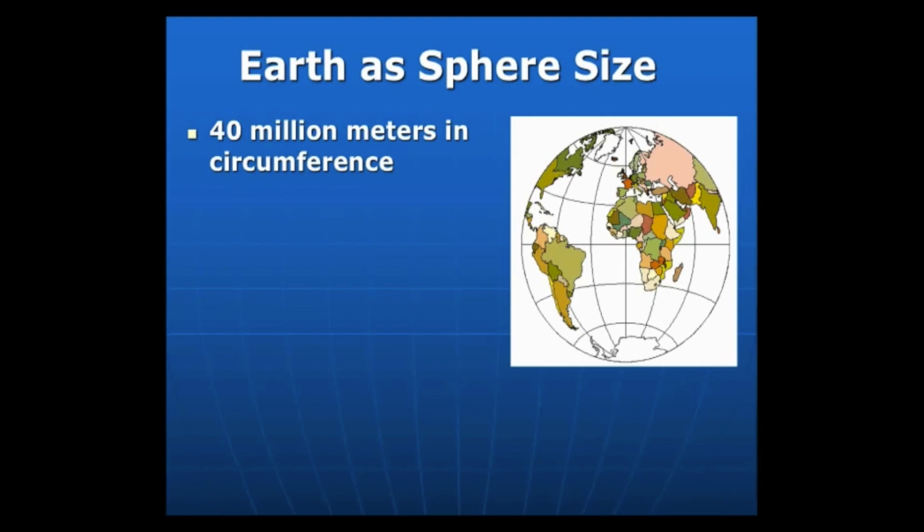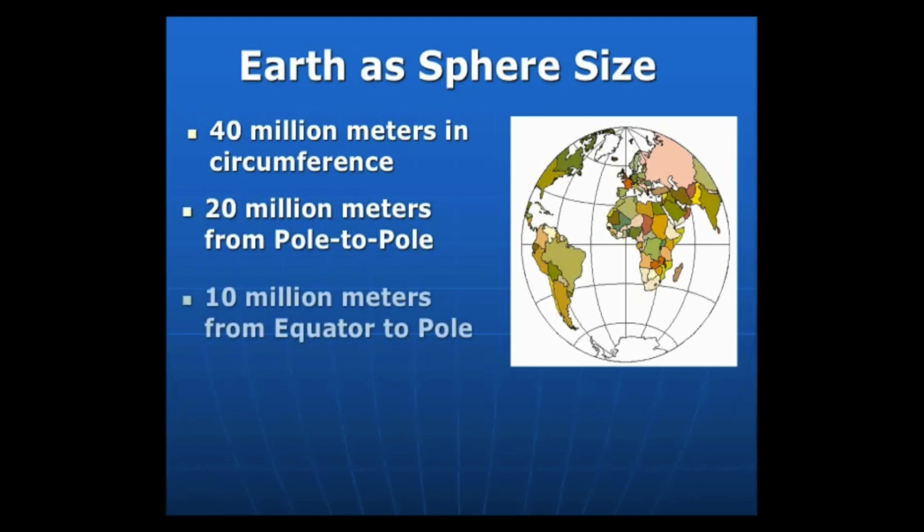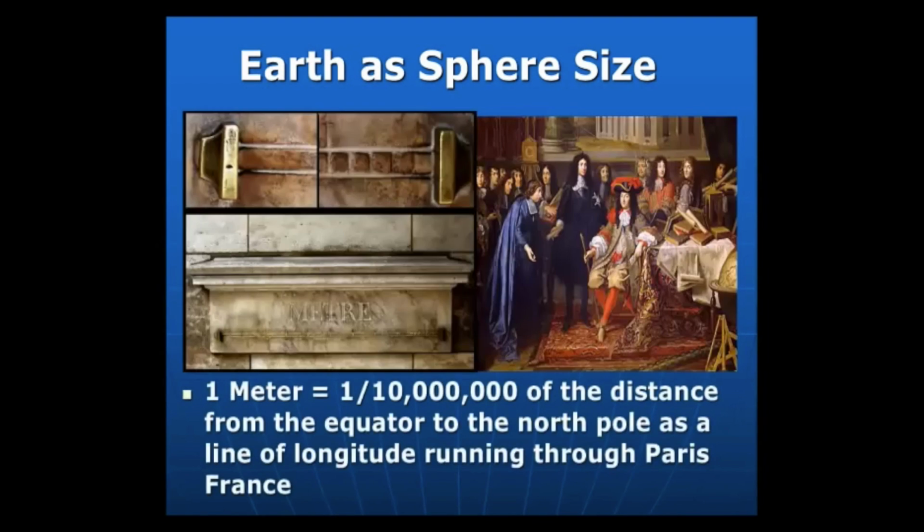So when we take the Earth as a sphere, we do 40 million meters in circumference, right? 20 million meters if you go pole to pole. You don't have to write all these down. You can see I'm trying to get to something. 10 million meters from the equator to the pole. So, as I mentioned before, the definition of a meter is 1/10,000,000th the distance from the equator to the pole, along a line of longitude running through Paris, France. And there they are. There's where the meter was created. That's how big the meter used to be.